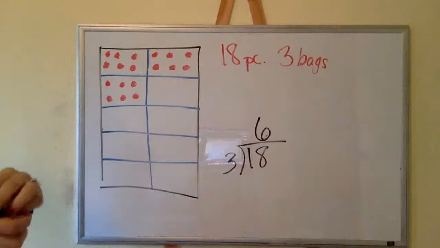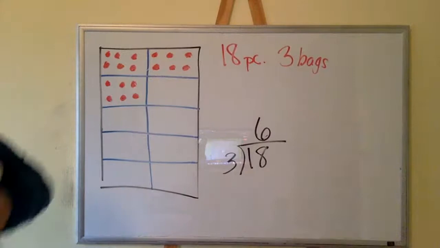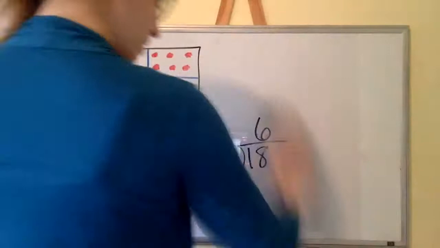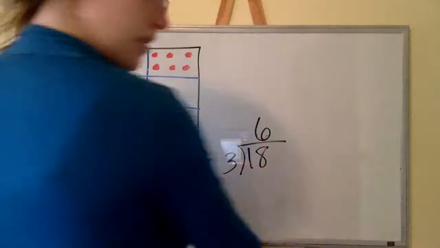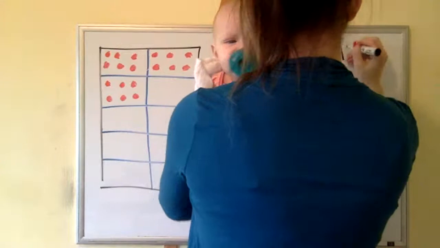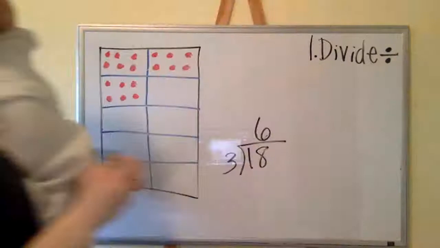What is the first step? The first step in the division process, here's what I'm going to do. Number one, the first thing you're going to do is you're going to divide. The first step in long division is to divide.